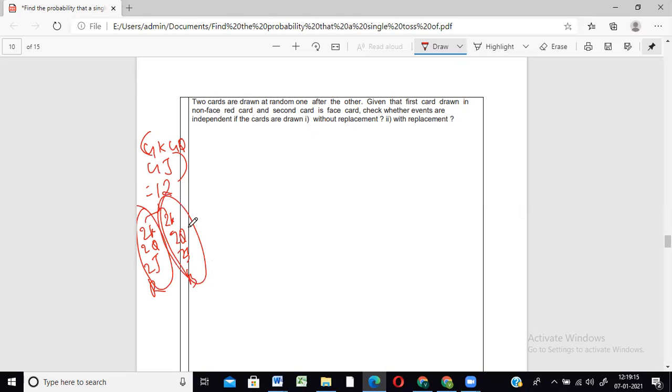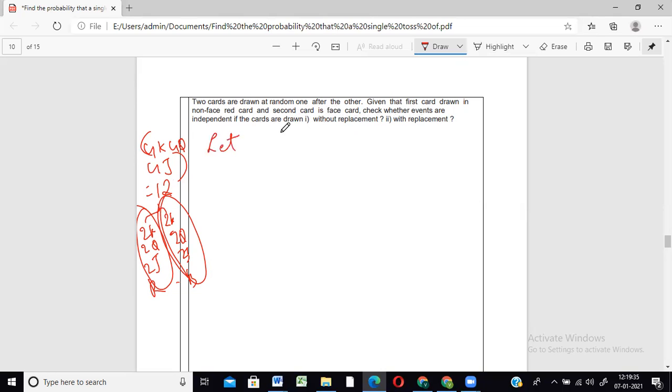It will be something like this. Okay, non-face red card, and the second card is a face card. Face card means 12 total. This we know already. Check whether the events are independent if the cards are drawn without replacement and with replacement. Okay, let us quickly write it.